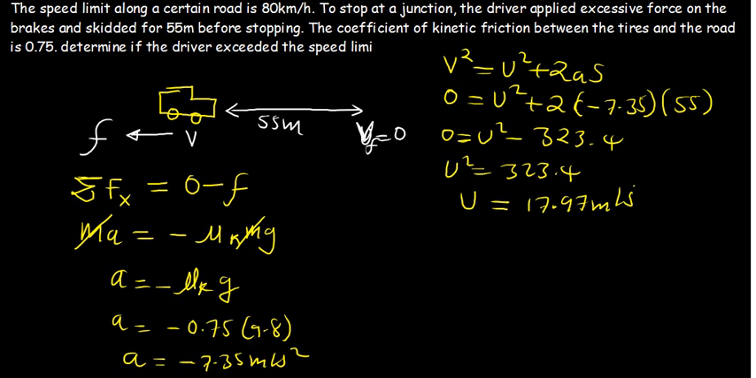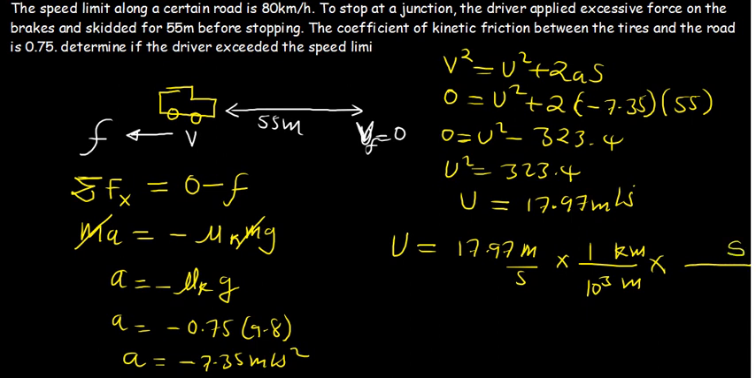Now to be able to compare, I can either convert this one to meters per second to compare with this, or I convert this one to kilometers per hour and compare with this one. It doesn't matter, it will all be the same. So let's convert this. The initial velocity that we had is 17.97 meters per second. We have a meter on top, we'll bring a meter down, and then a kilometer on top. In 1 kilometer, we've got 1,000 meters. Then we have a second down, we put a second on top, and then an hour down. In 1 hour, we've got 3,600 seconds. So this second cancels, the meter cancels. This is going to give us 64.8 kilometers per hour.